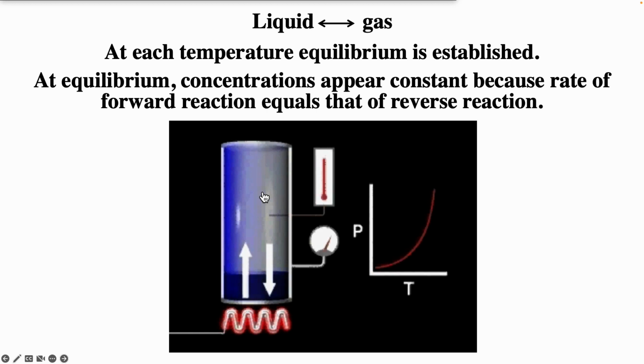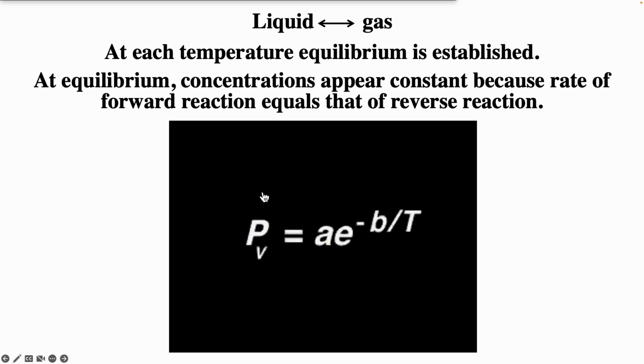At the same time, the rate of return of gas phase molecules to the liquid also increases. A new equilibrium point is reached at a higher gaseous vapor pressure. The increase in vapor pressure with temperature is exponential. In this equation, A and B are constants that differ from one liquid to another. The absolute temperature is expressed in kelvins.